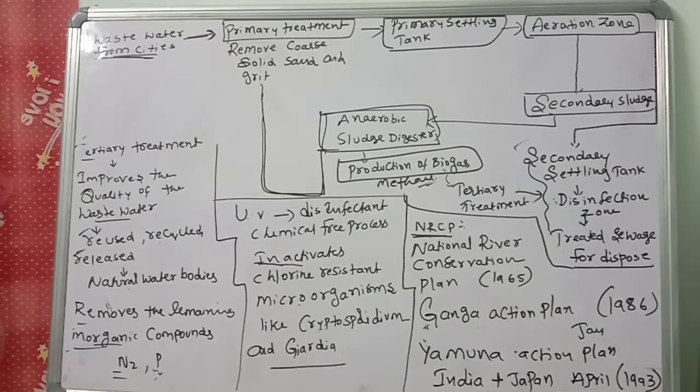Why should we protect rivers? You know very well, rivers are a very important water source for all the public in our country. So to get perfect river water, perfect sewage water treatment plants are required.